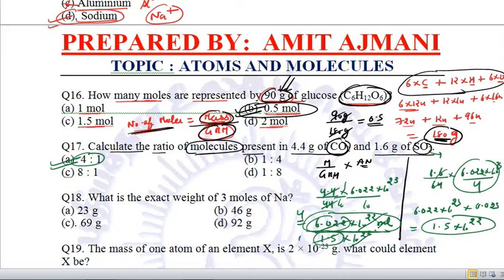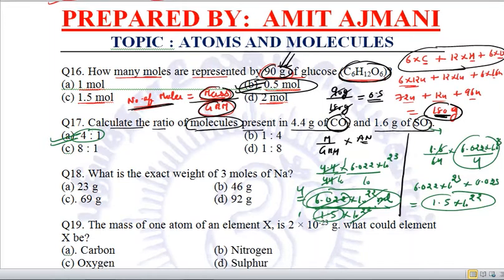4:1. So this particular type of question requires some brainstorming and quite a lot of calculation. Clear? First of all, we need to calculate how many molecules are present in 1 mole of carbon dioxide. Similarly, we'll try to relate it with sulfur dioxide, and then we can calculate the ratio. Clear? Let us come to the next question.